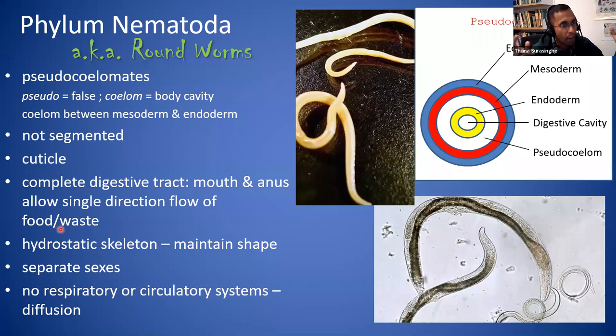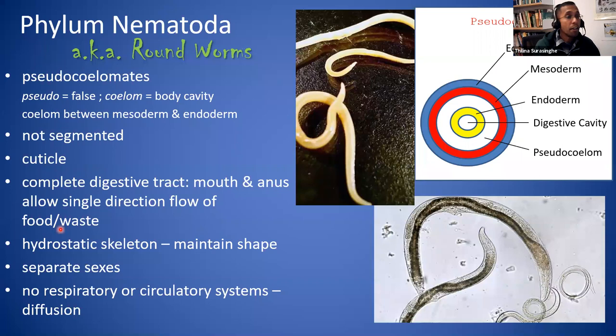They have complete digestive tracts. It starts with the mouth and ends with the anus. So the food flow is unidirectional. They produce waste and then they poop out the waste. They have a hydrostatic skeleton. How so? Well, because they have a pseudocoelom. If they have a coelom-like thing, they should have the functionality of a hydrostatic skeleton. So with that, they can maintain their body shape.